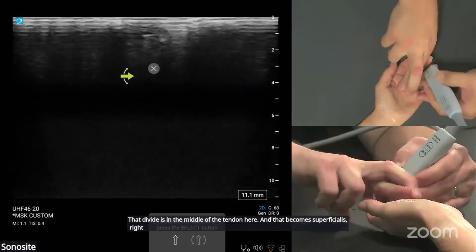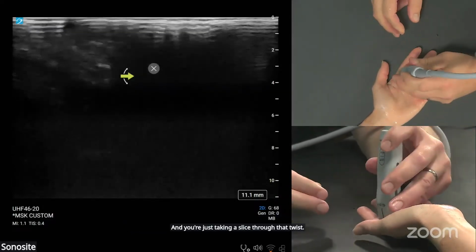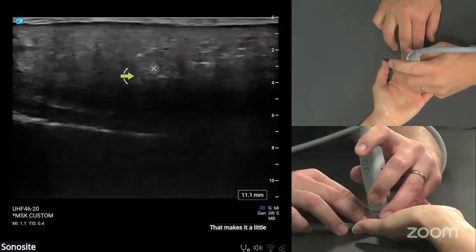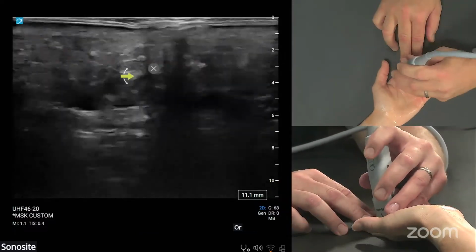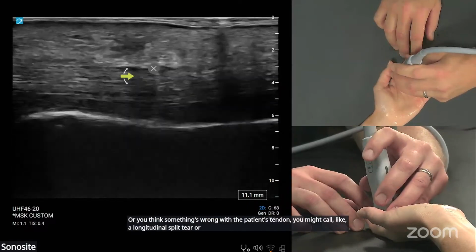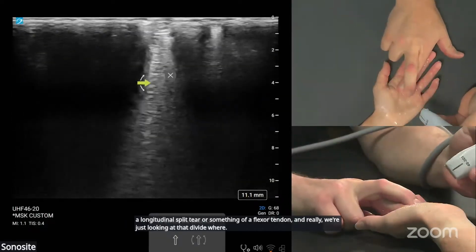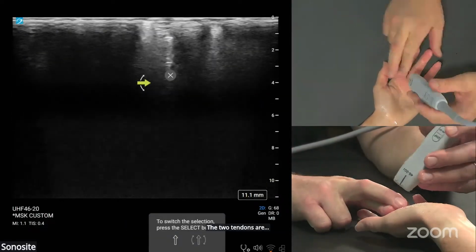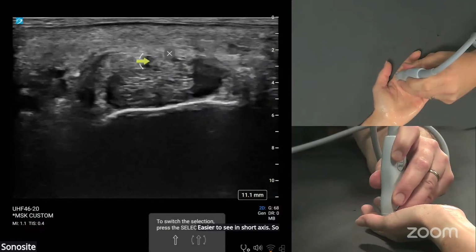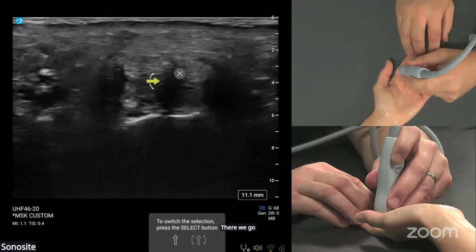So what it is, it looks like this, and you're just taking a slice through that twist, and it casts that crazy shadow. You either think it's hard to scan, or you think something's wrong with the patient's tendon. You might call it a longitudinal split tear or something of a flexor tendon, and really we're just looking at that divide where the two tendons are, one overtaking the other. Easier to see in short axis. So here's that septum between superficialis heads. There we go. And then there you can see it wrap around.